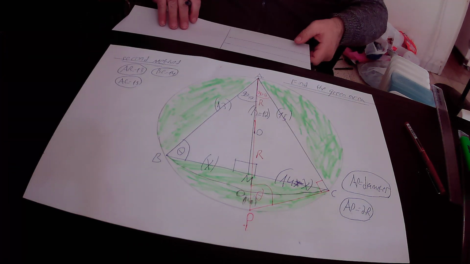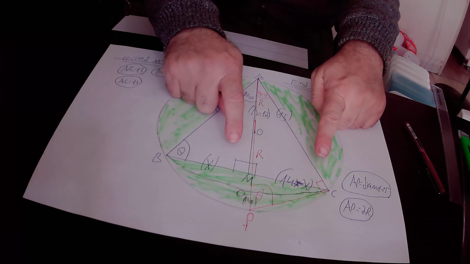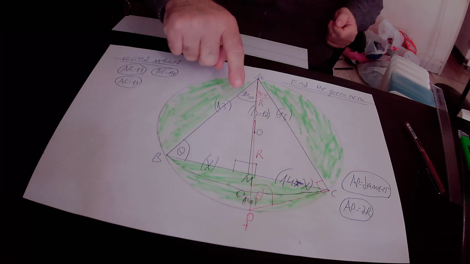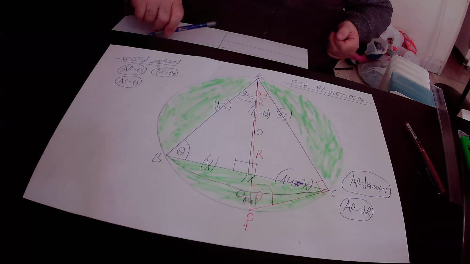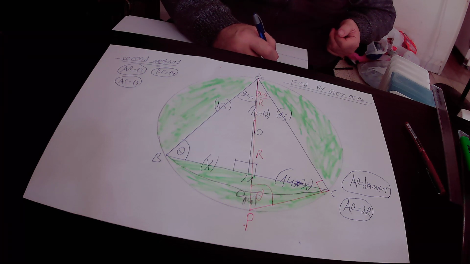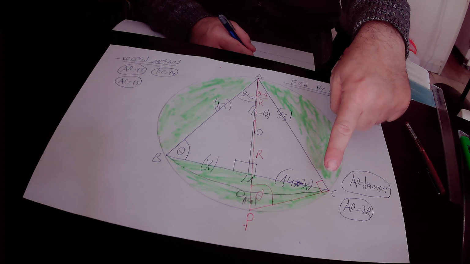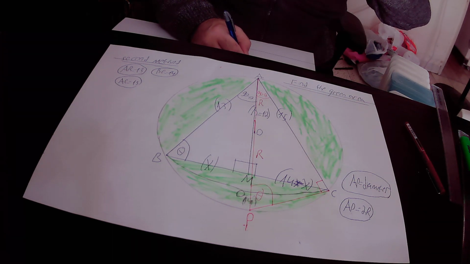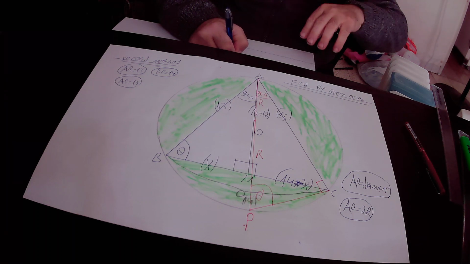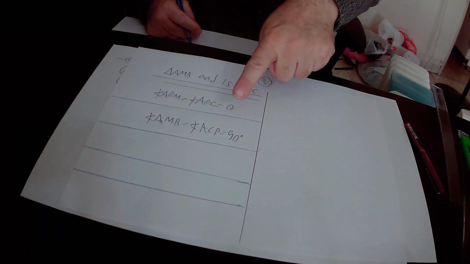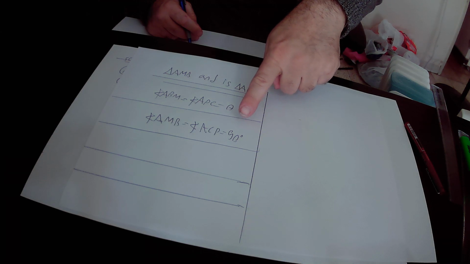In addition, those two angles are both equal to 90 degrees, therefore they are equal to each other. So we can write down that this angle is angle AMB in triangle ABM, and it is equal to this angle, that is actually angle ACP in triangle APC. Angle AMB in triangle ABM equals angle ACP in triangle APC. They are both equal to 90 degrees.